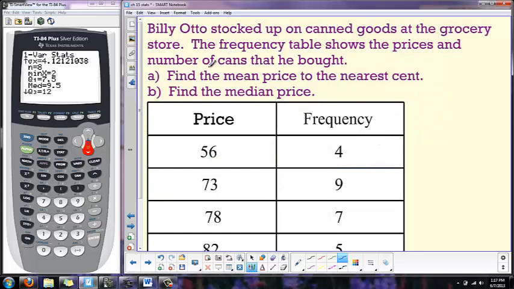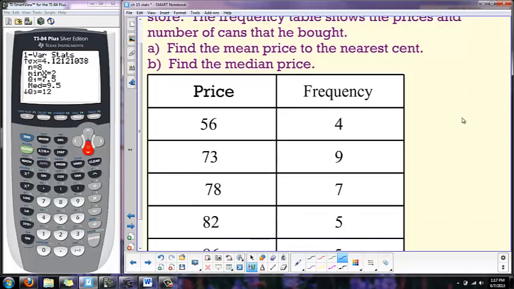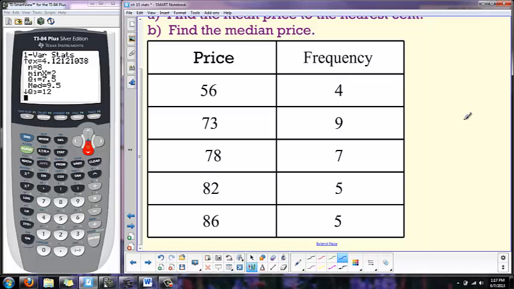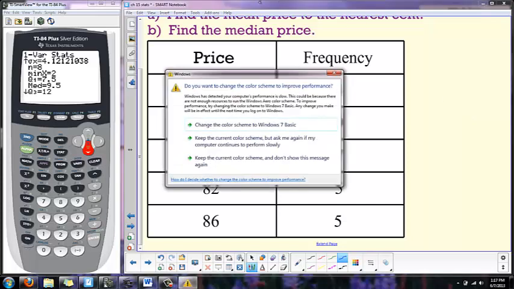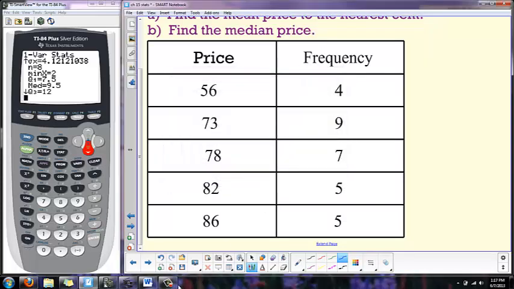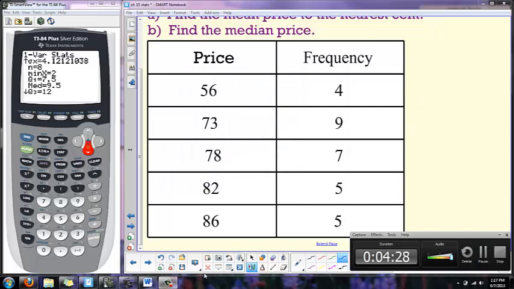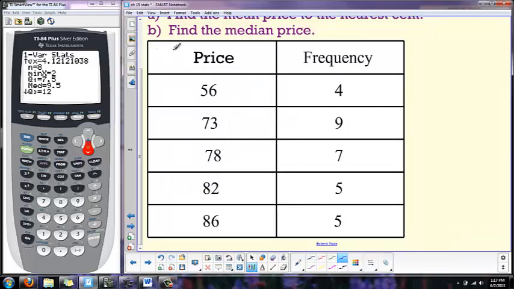Alright, Billy Otto stocked up on canned goods at a grocery store. The frequency table shows the prices and the number of cans that he bought. Okay, so this is what I was telling you earlier about frequency tables. So everyone got confused and said, I thought we were only doing univariate, meaning one variable statistics. Well, this is still only one variable. The price of the canned goods is still the variable that we're looking at, but we just are using a frequency table to organize our information just a little bit better.